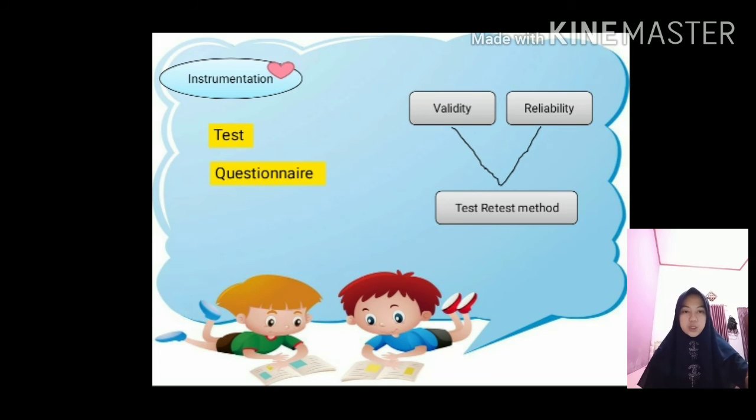And then instrumentation. This research used two kinds of instrumentations. The first is test and the second is questionnaire. Speaking test is used to measure the student's speaking achievement by considering the elements of speaking such as grammar, pronunciation, fluency, and accuracy. And then questionnaire is used to know what is the student's perspective over the use of storytelling in learning speaking? And then we have to know the terms validity and reliability.